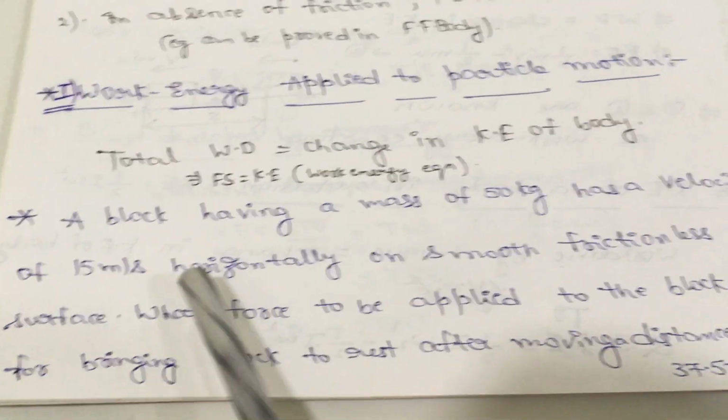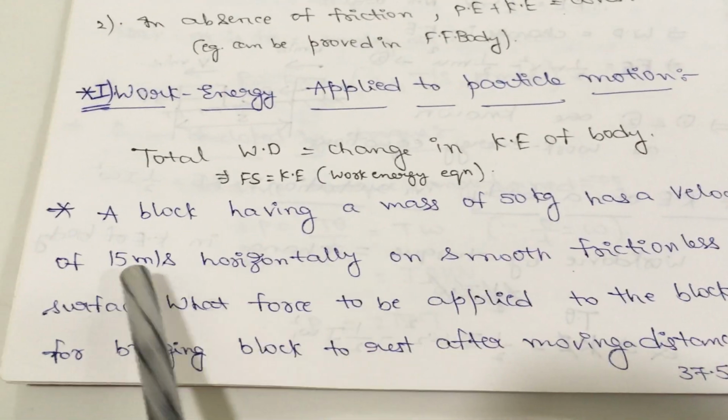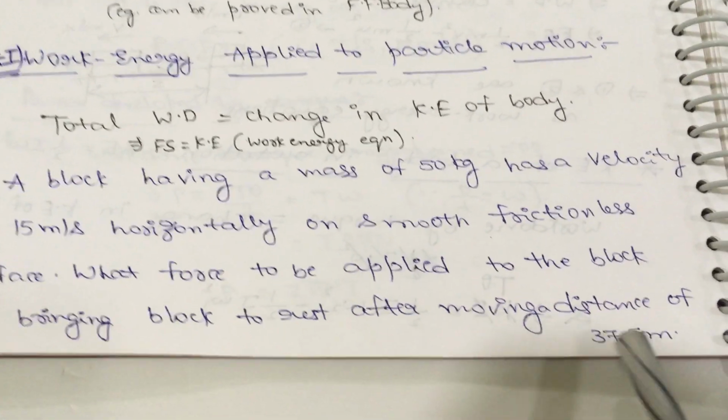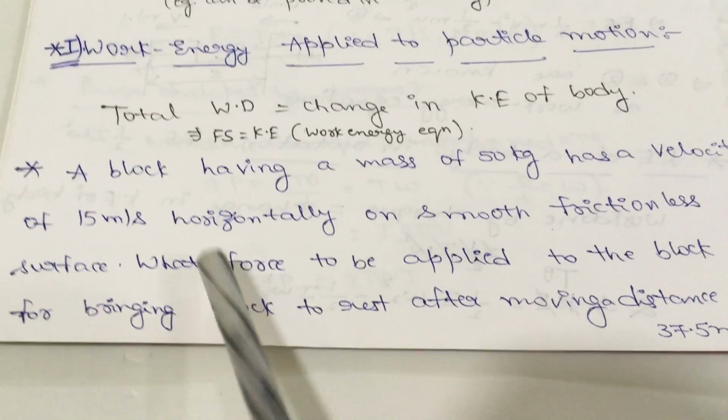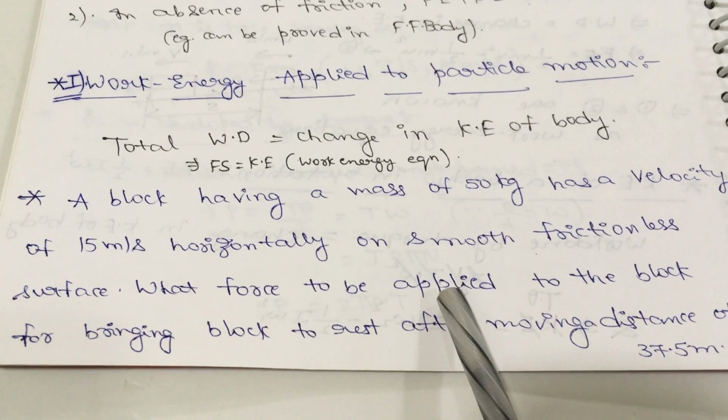So once again, the mass value is given, the initial velocity value is given, and the distance value is given. They are asking us to calculate the force, and this problem will come under the translation motion.